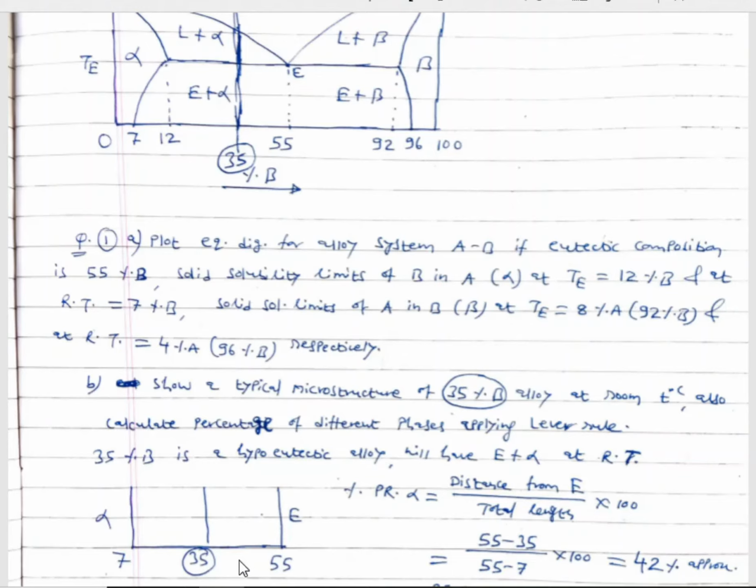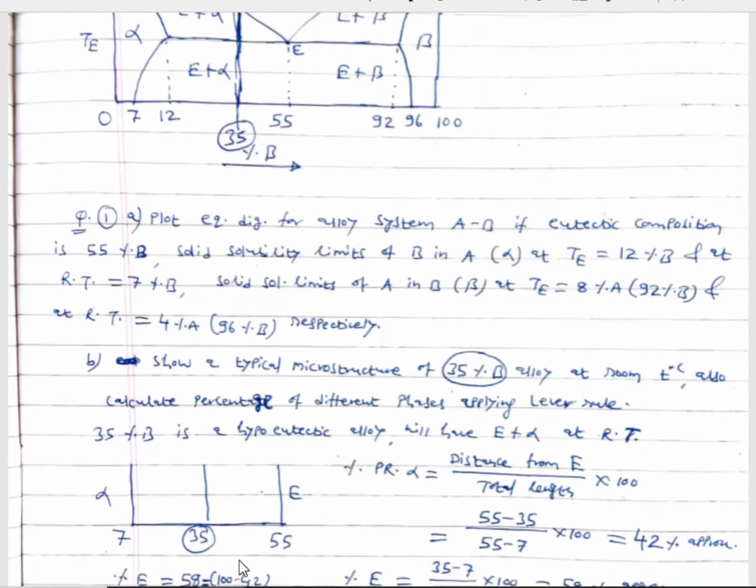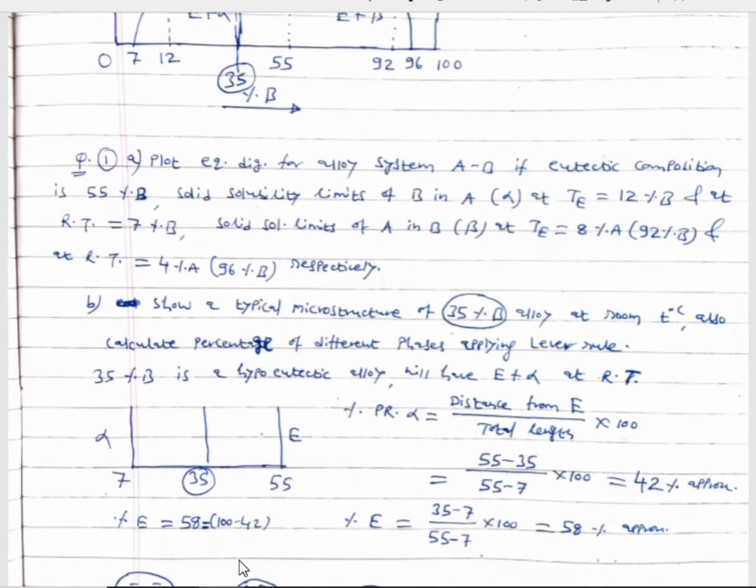And as we have to calculate the percentage of phases at room temperature, we will have to select the boundary point corresponding to room temperature: 7% B alpha. 35% B is the overall chemical composition, in which we have to determine the percentage of alpha and eutectic. Boundary of eutectic is 55%. So primary alpha is the distance from eutectic, opposite arm length, divided by total arm length, into 100.